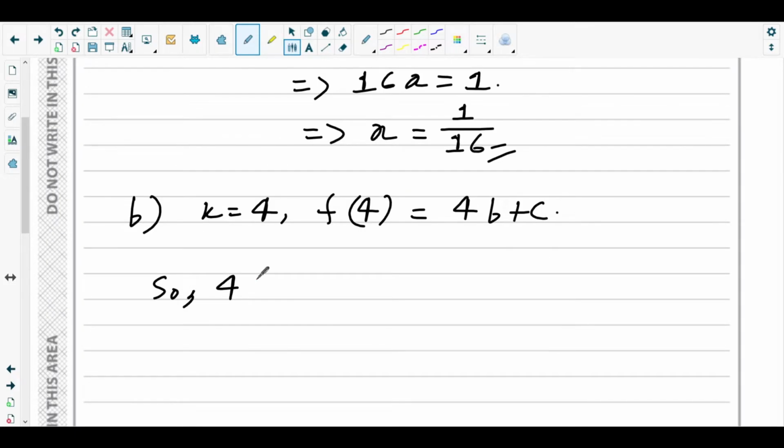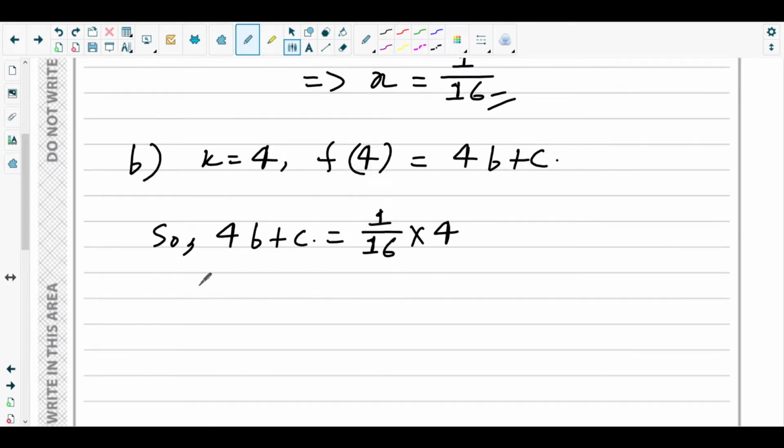It's the probability ax. Ax is how much? A is 1/16 and x is 4, because this is the common point, isn't it? So what can we write next? 4b plus c equals 1/4. This is one equation we got.